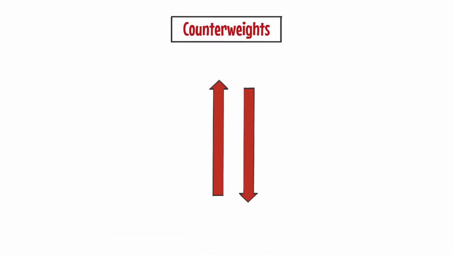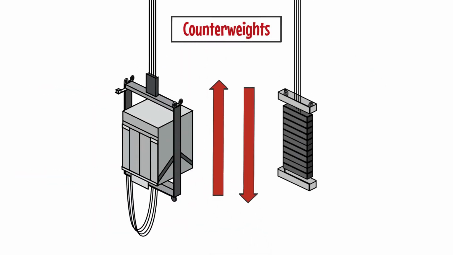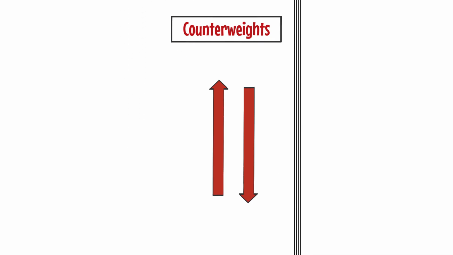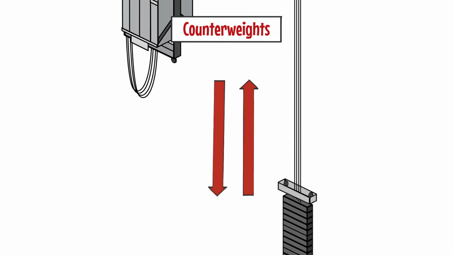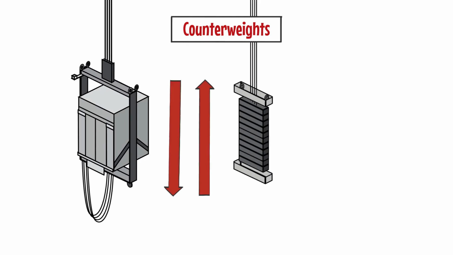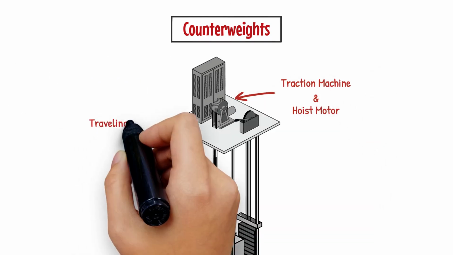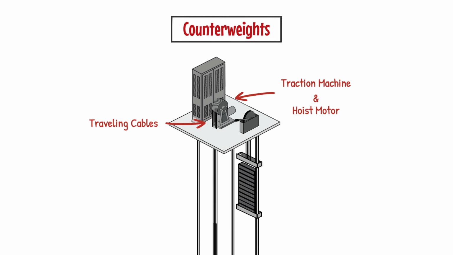The counterweights travel through the hoistway, like the car, but in the opposite direction. If the car is moving up, then the counterweights are moving down. The counterweights offset the weight of the elevator, which helps provide the required traction on the drive shiv of the traction machine while allowing the hoist motor to operate more efficiently.